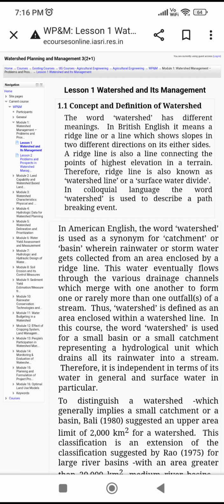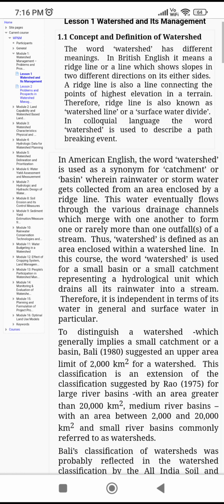Today we are going to see the soil and water conservation structures. From that topic we are going to see watershed and its management. What are the important points from this topic? First is the definition of watershed, they will ask what is the definition of watershed. The watershed is defined as an area enclosed within a watershed line.